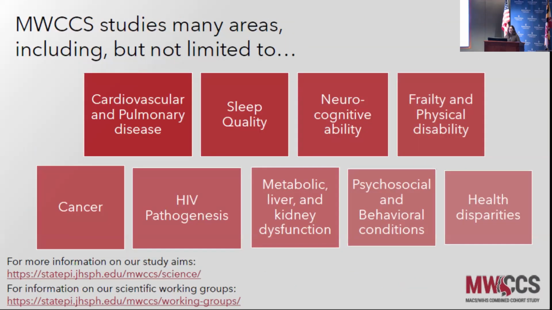In terms of some of the other areas where we collect a lot of substantive data, there's a lot of cardiovascular and pulmonary disease measures we have. We have sweep quality assessment. We have tons of neurocog data. We have data on frailty and physical disability, cancer data, pathogenesis data, metabolic, liver and kidney dysfunction, psychological and behavioral health, and health disparities. So welcome involvement.